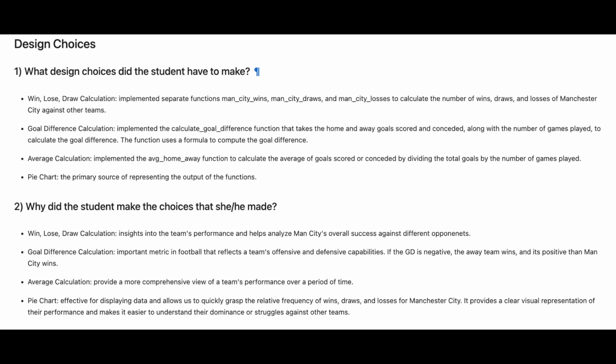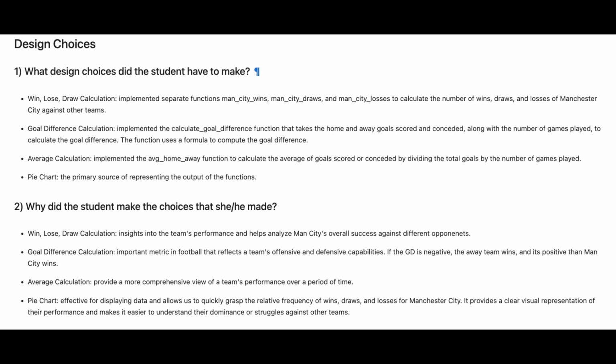success against different opponents. Goal difference calculation was used, specifically the calculate goal difference function, which takes the home and away goals scored and conceded along with the number of games played to calculate goal difference. The function uses a formula to compute the goal difference. The reason we use this is because it's an important metric in football that reflects a team's offensive and defensive capabilities. If the goal difference is negative, the away team wins, and if it's positive, then Man City wins.